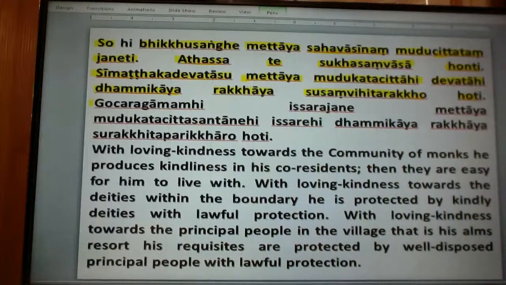And then gocharagame, in the village, the unsown place, with loving kindness, mittaya, mudu kata chitta santanehi, very good mind, soft mind in them. So in them means in the villagers, issarehi, the governors, dhammikaya rakkhaya, lawful protection. Dhammikaya is lawful. Rakkhaya means protection. Lawful protection.